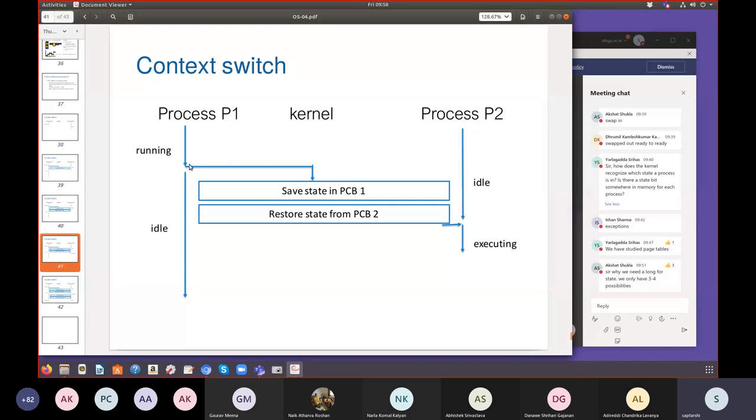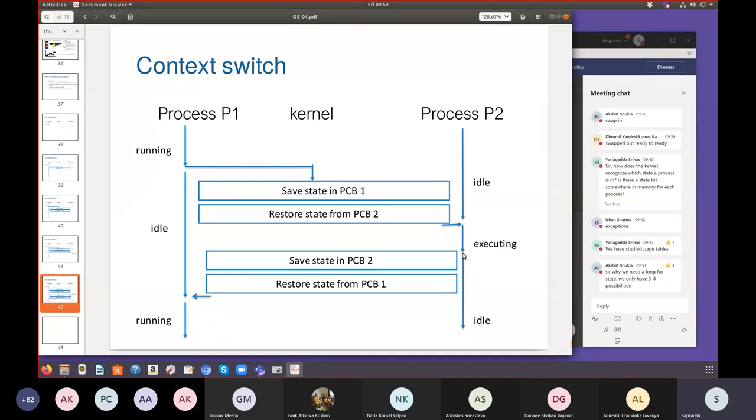During this time P1 has become idle. The moment the interrupt came, P1 became idle. The kernel ran for some time, saved the state into PCB1, restored the state from PCB2, and then P2 starts executing. Maybe at some later point another interrupt comes, this time while P2 is running. Then the kernel will do the same thing. It will save the state of P2 in PCB2, restore the state of P1 from PCB1, and then allocate the CPU to P1, and P1 will start running. Meanwhile P2 has become idle, and so on.